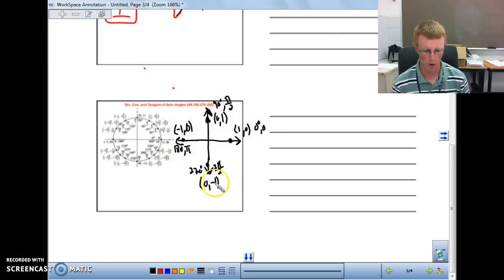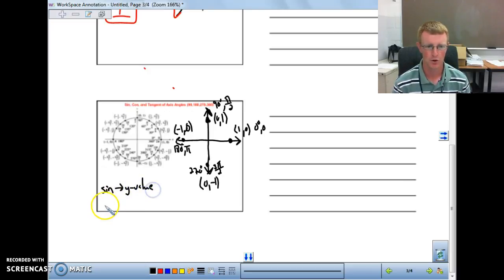You need to know all of your sine and your cosine values there. That is very important, and even the tangent. So let me remind you, again, I know you've seen this a lot, sine is the y value. Cosine is the x value.